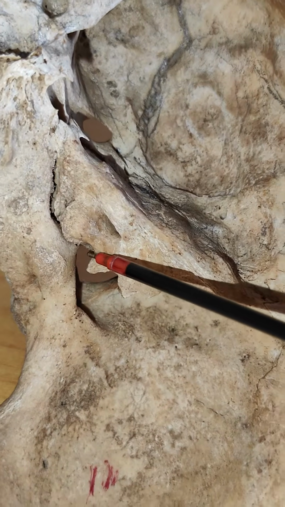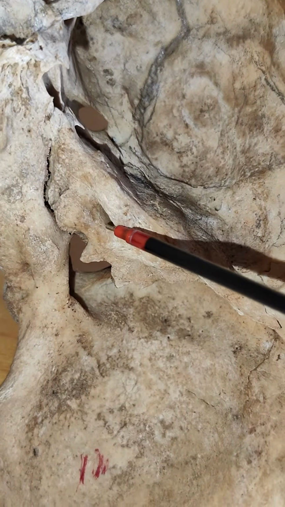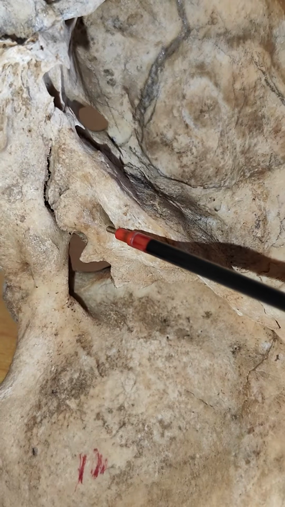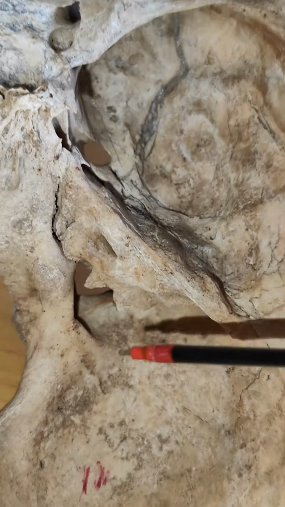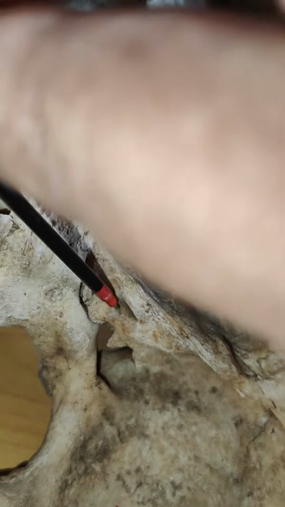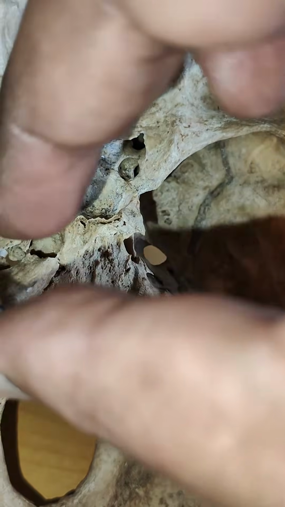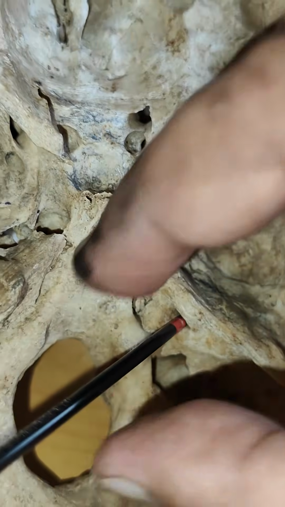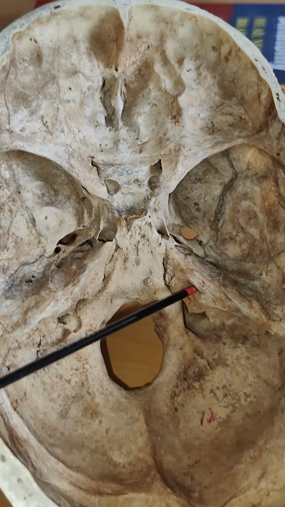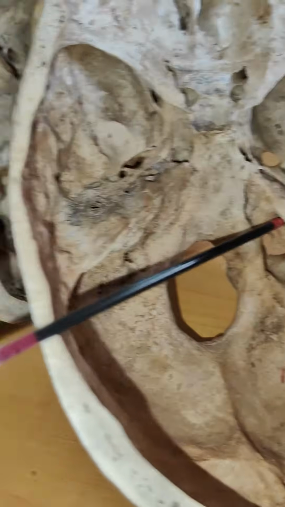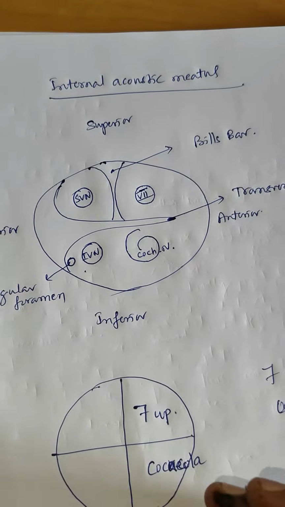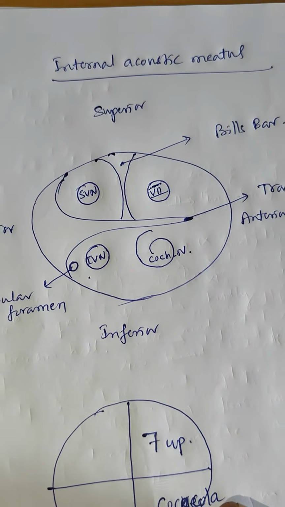So just above the jugular foramen, you have another foramen, that is called the internal auditory meatus or internal auditory canal. So let us see the structures passing through it with the help of a diagram. This is the diagram of the internal auditory meatus or internal auditory canal.